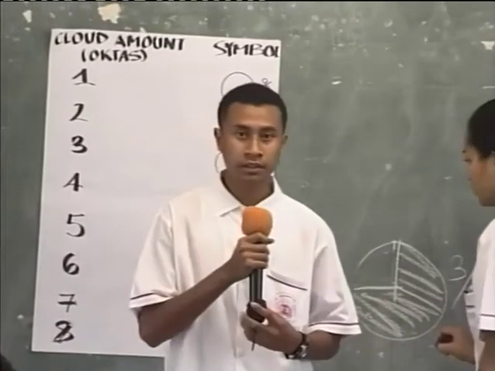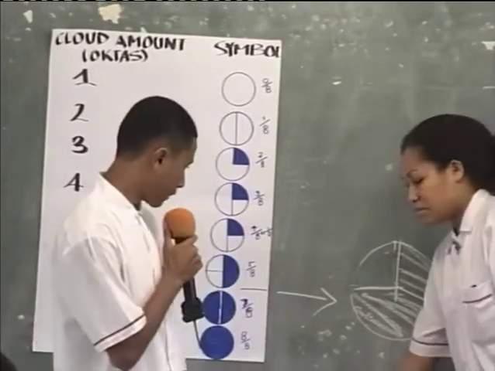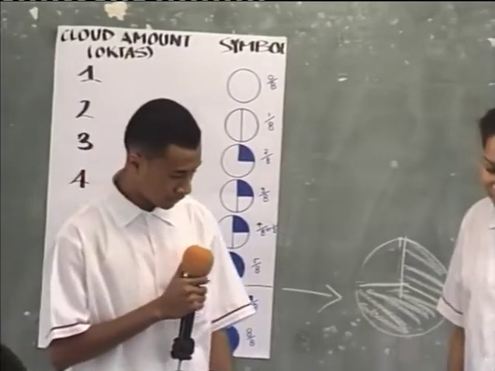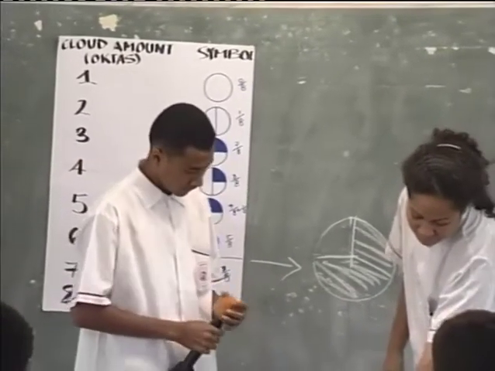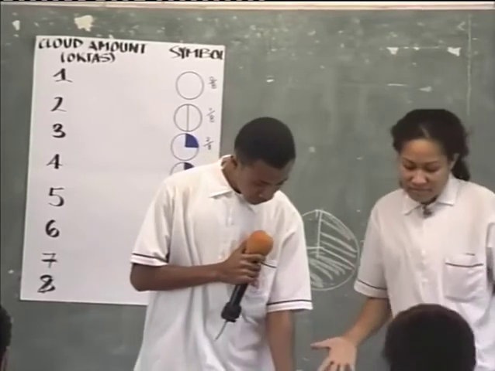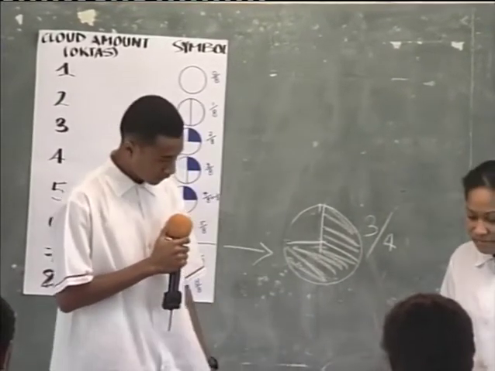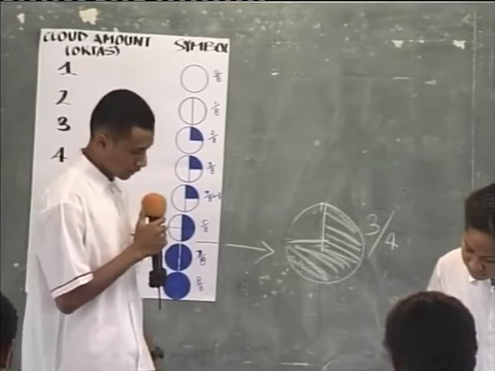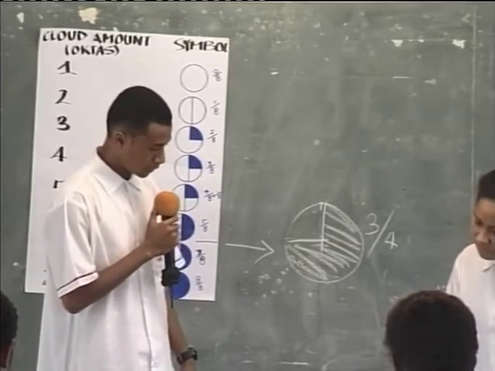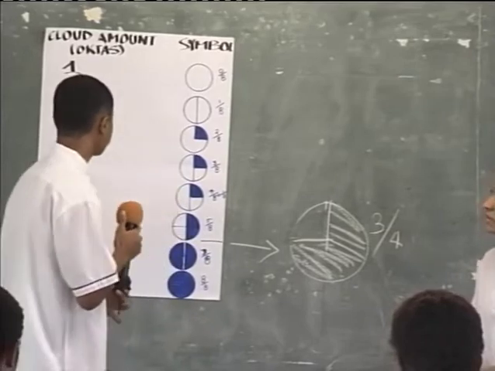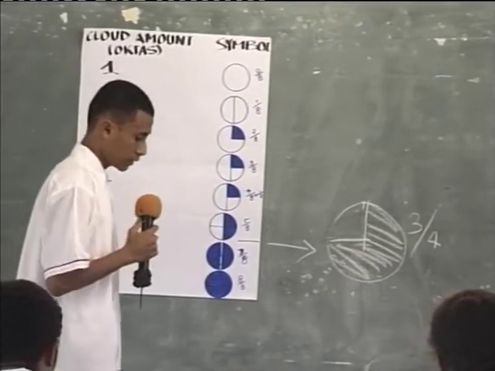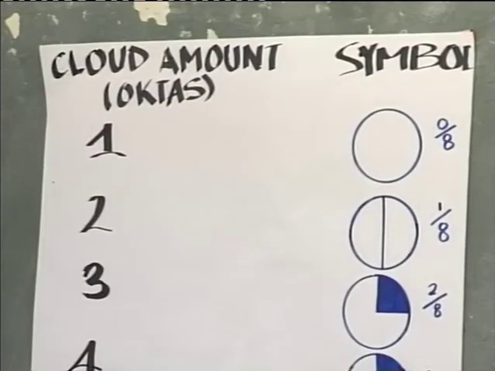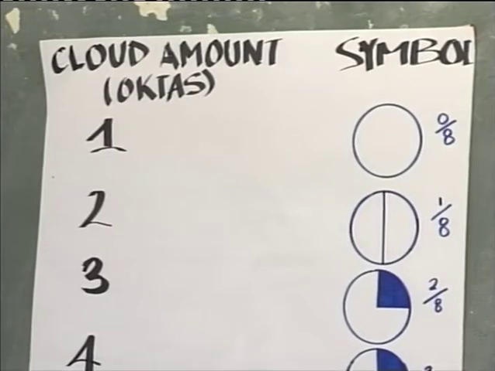Good afternoon, class. Shelly and I will be explaining the cloud cover and how it is measured. Cloud cover is measured in octaves. As you can see, cloud cover is measured in fractions of 8, and each fraction has an octaves unit.